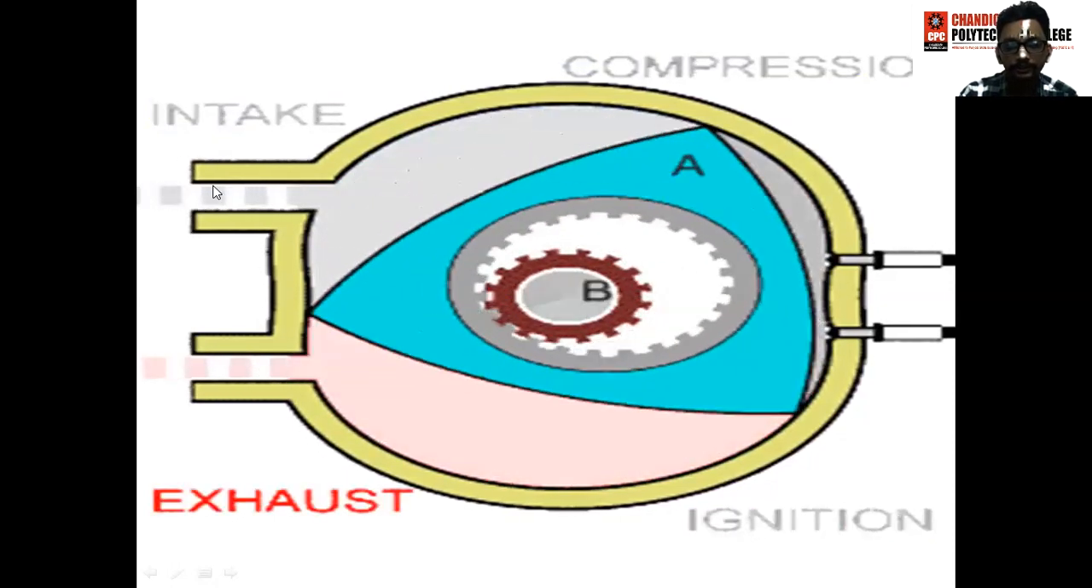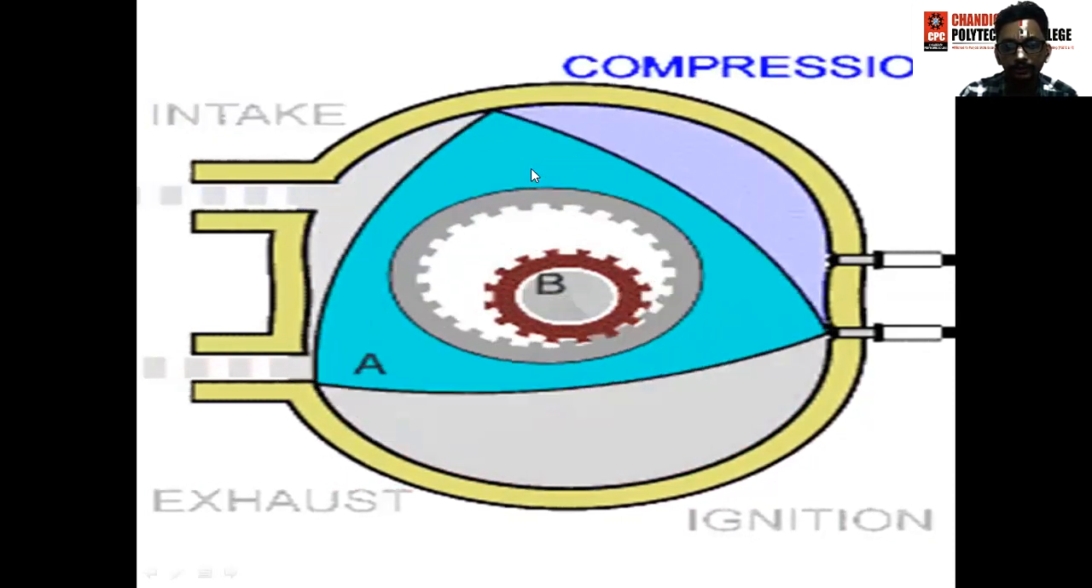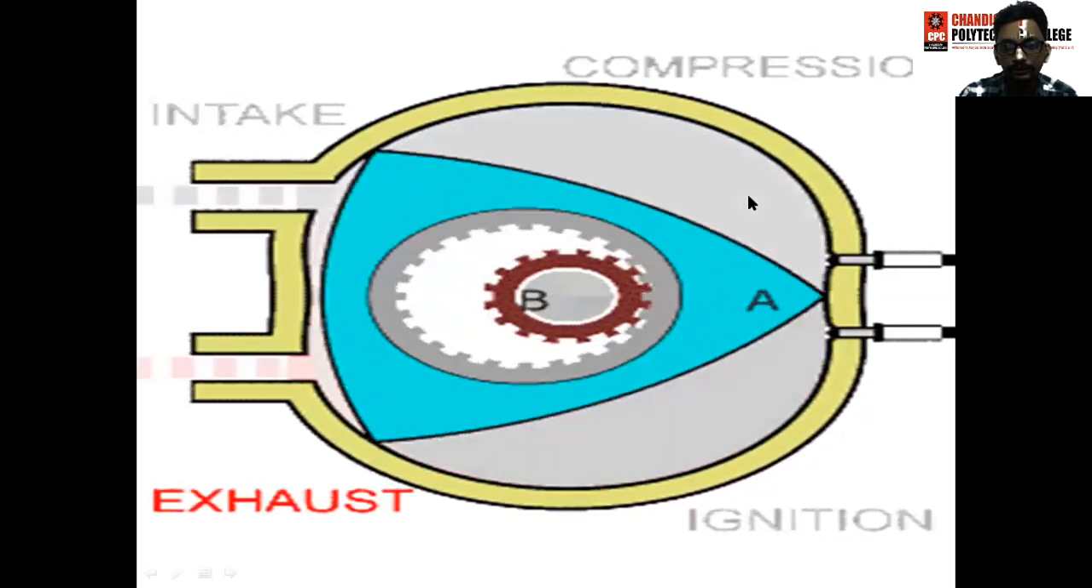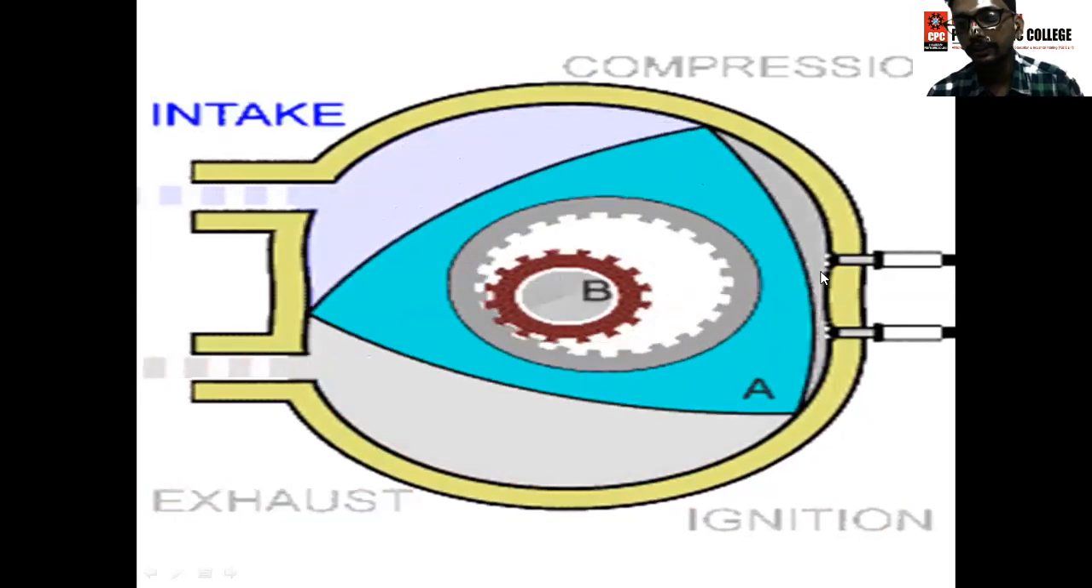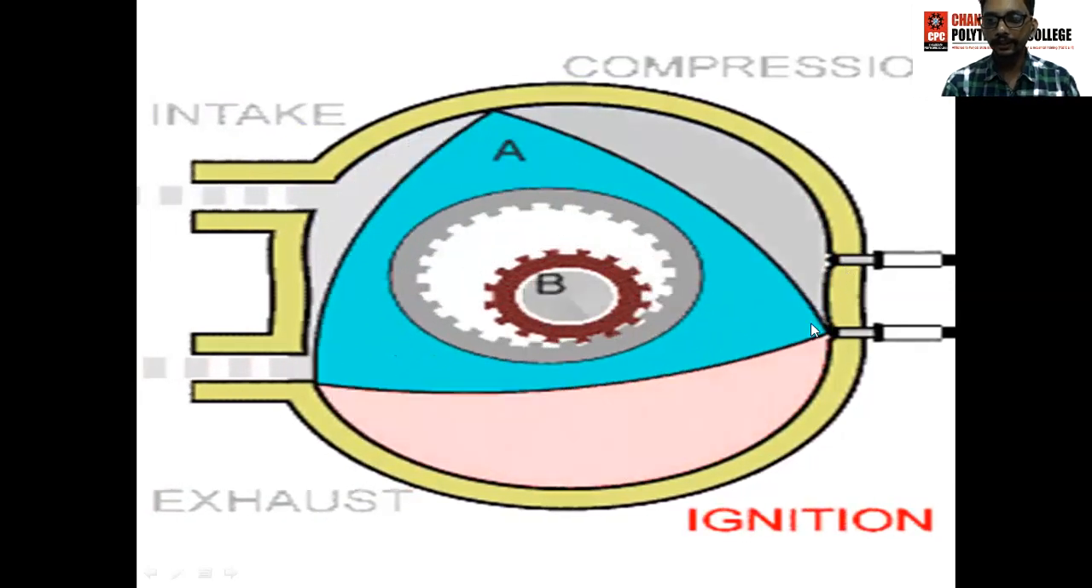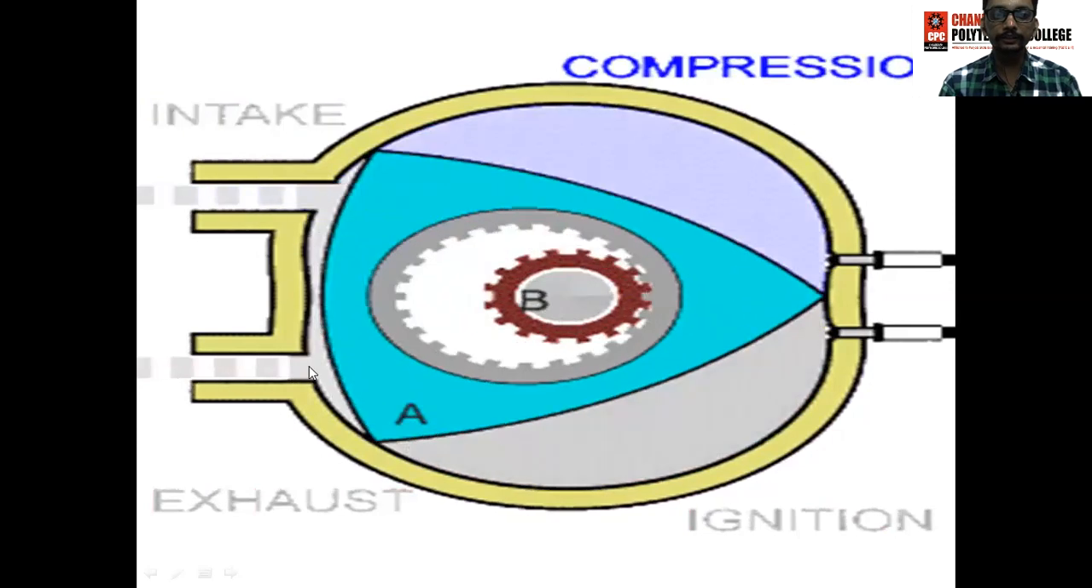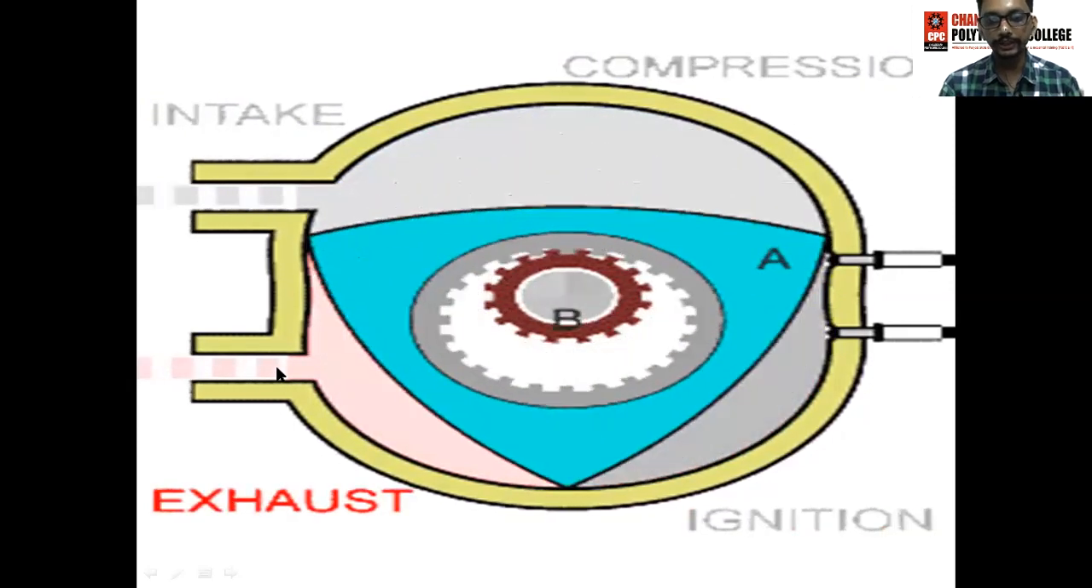First is the intake stage, where the mixture enters the housing. After that, the compression stroke is produced, and in the third stage, the spark plug ignites and the power stroke is produced, and in the last is the exhaust stroke, right?